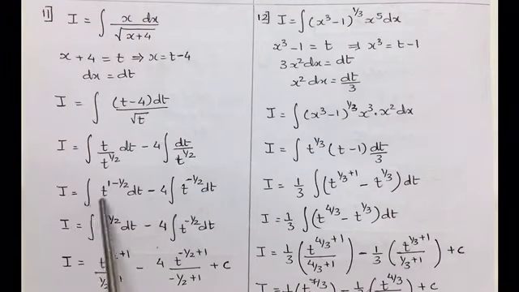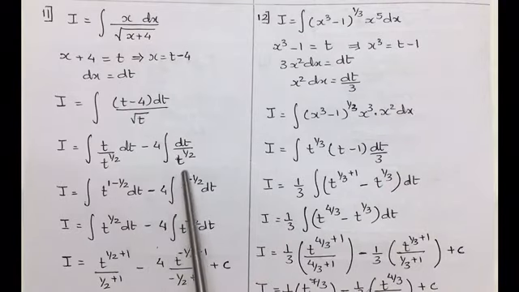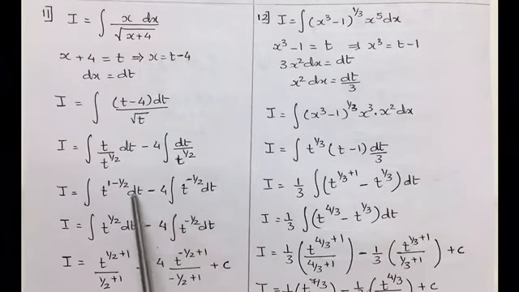So I is integration, operating the powers as they are divided, we get t raised to 1 minus half dt minus 4. 1 upon t raised to half is taken as t raised to minus half dt. Now 1 minus half gives us 1 by 2. So now we have brought it into the standard integrations.